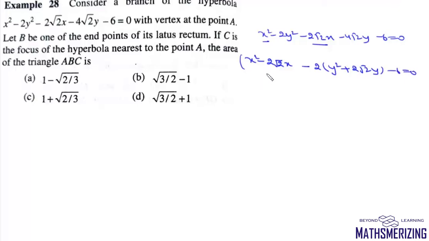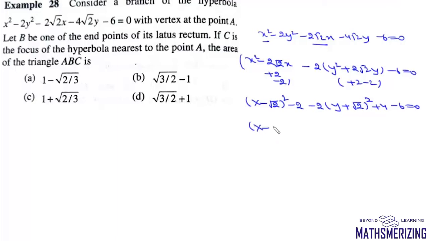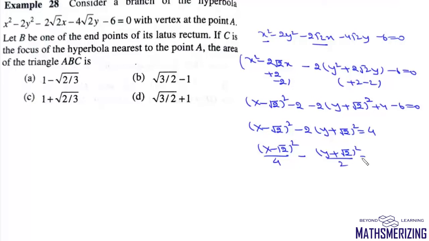And then we'll make it a perfect square. So we'll add plus 2 and then subtract 2. Here also we'll add 2 and subtract 2. So we'll write it as x minus root 2 whole square minus 2 y plus root 2 whole square plus 4 and then minus 6 equals to 0. So we'll get this equation as x minus root 2 square minus 2 y plus root 2 square, and this is equal to 4. So we can write this hyperbola as x minus root 2 square by 4 minus y plus root 2 square upon 2, and this is equal to 1.